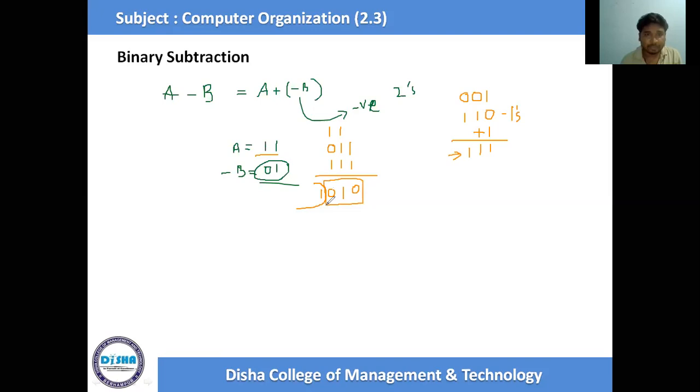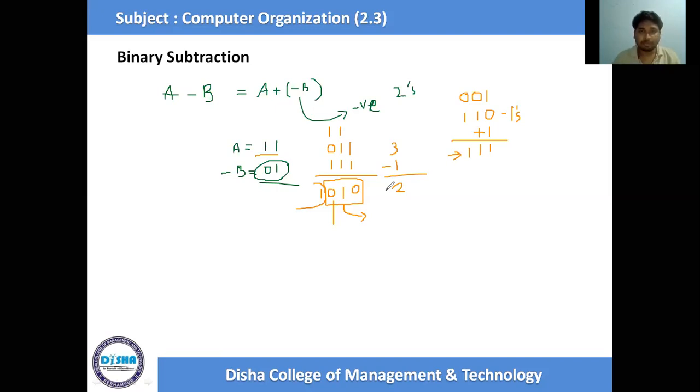See the final answer. Here 3 is a positive number and 1 is a negative number. 3 minus 1, definitely we will get positive 2. So we are getting positive 2. We consider this the final result. So this is my sign bit, and this is the magnitude of this number, and this number is 2. Okay, this is how binary subtraction is done.